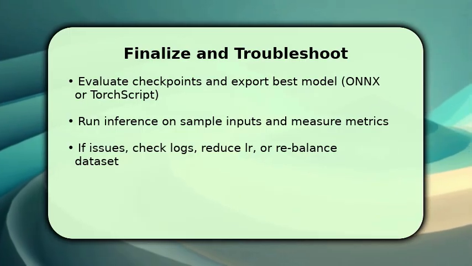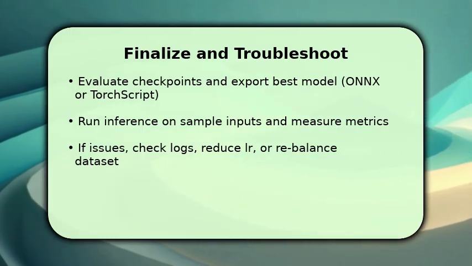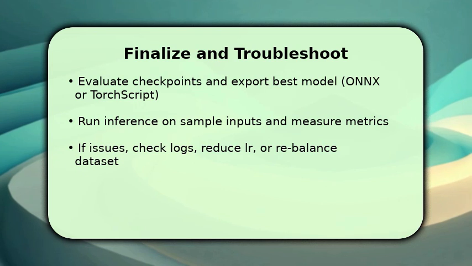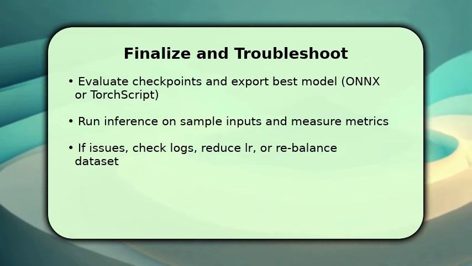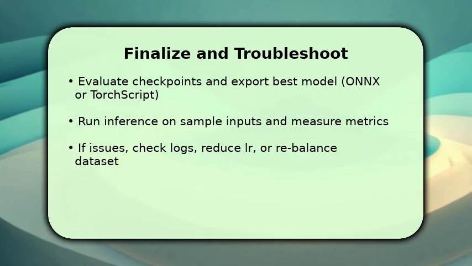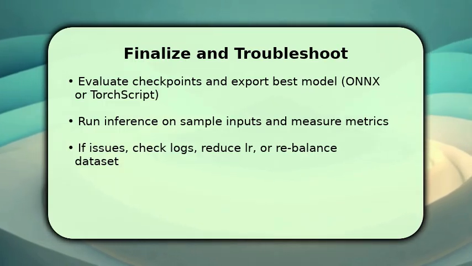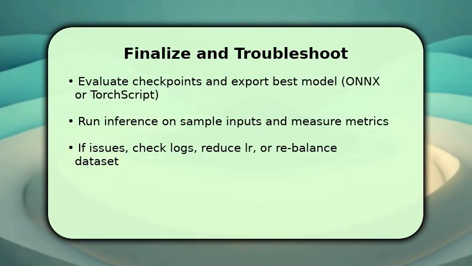If results are poor, inspect training logs for loss spikes, try reducing the learning rate, or rebalance the dataset class distribution. These targeted fixes often resolve common failures and get you back to a stable, production-ready model.